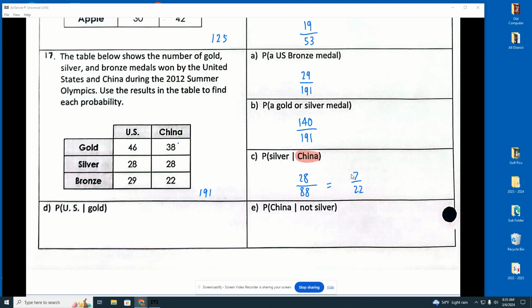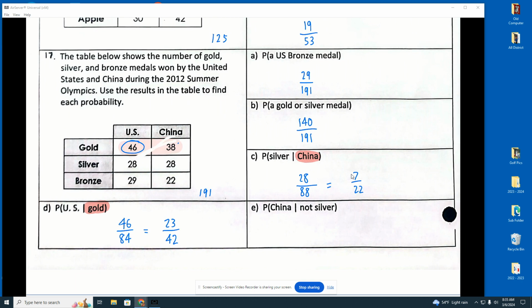Okay, next. You've got the probability that they're U.S. given that they won gold. There's my zoom. I'm zooming in on gold. I'm zooming in on this category right there, which is 46 plus 38, 84 people. Now, of that group, how many are U.S.? 46. So 46 over 84 will reduce to 23 over 42.